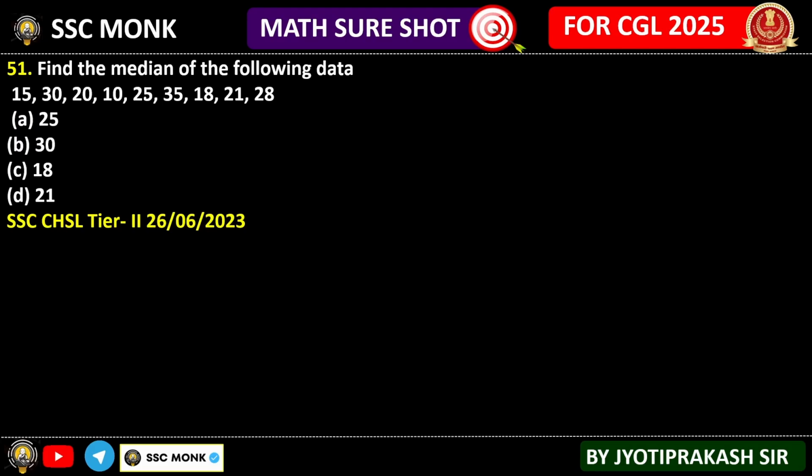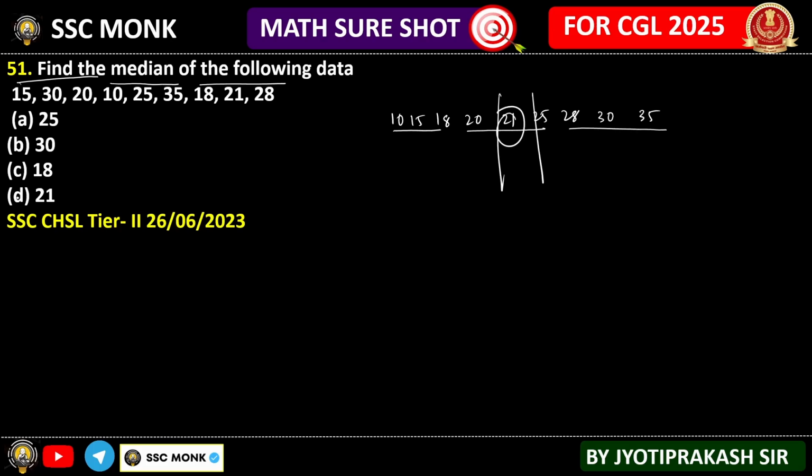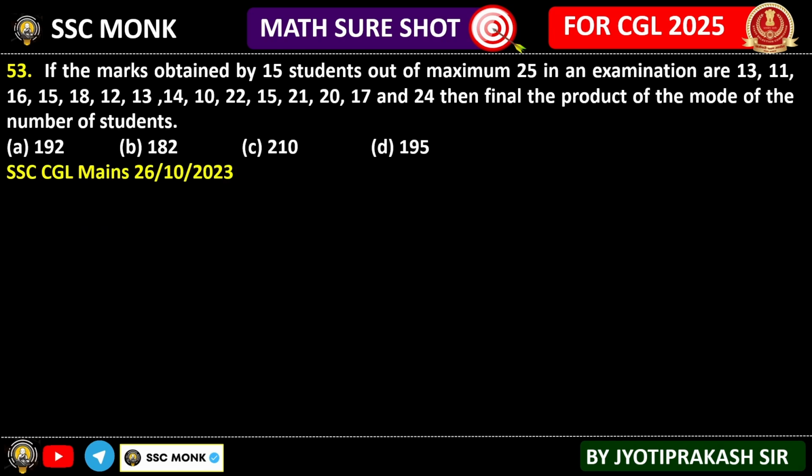Next, find the median of the following. Median means first we'll arrange it in the ascending order. So 10, 15, 18, 20, 21, 25, 28, 30, 35. How many numbers? 9. Median is equal to the middlemost point, that is 21. Answer option D.